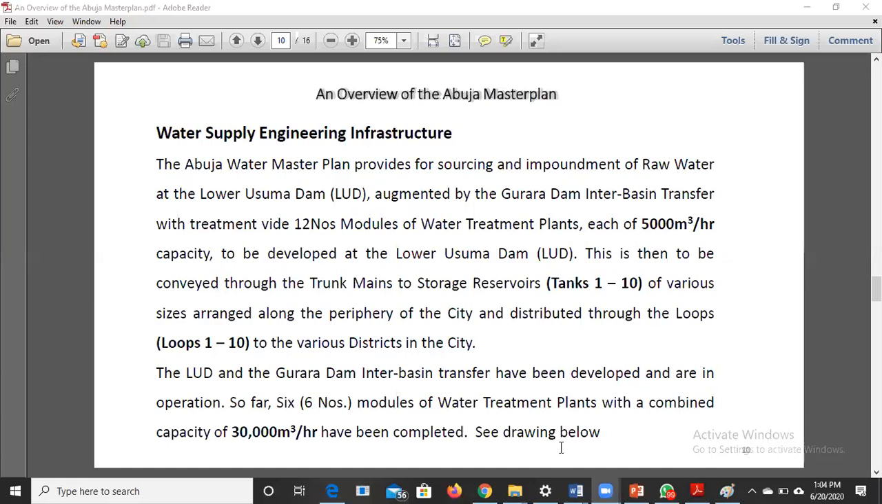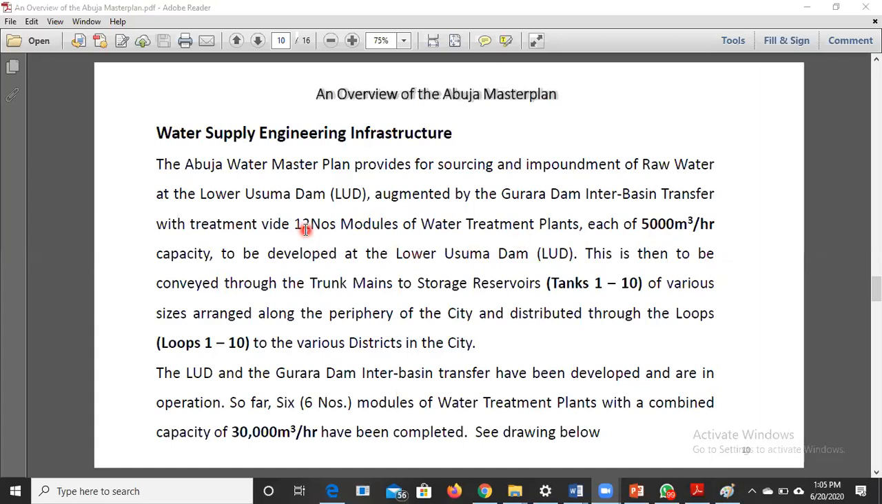But basically, let's read through our slide. The Abuja Master Plan provides for sourcing and impounding of raw water at the lower Usuma Dam, augmented by Gurara Dam interbasin transfer. We treat there 12 modules of water treatment plants. That is what the master plan provided.